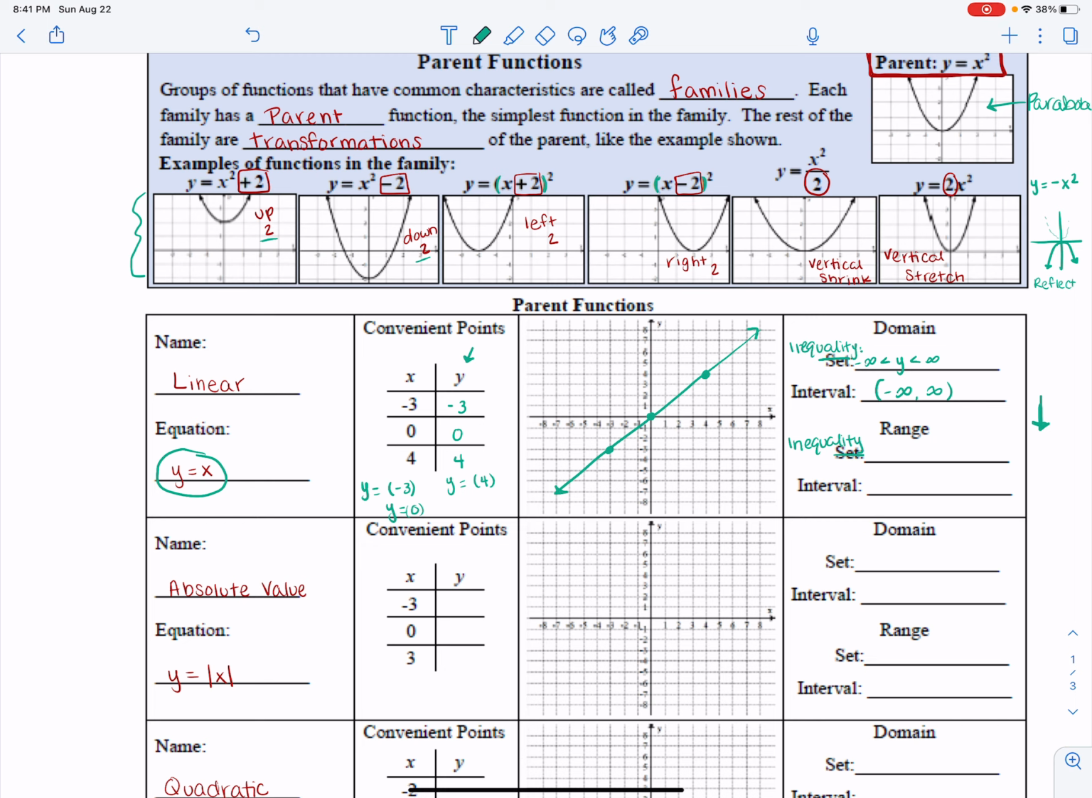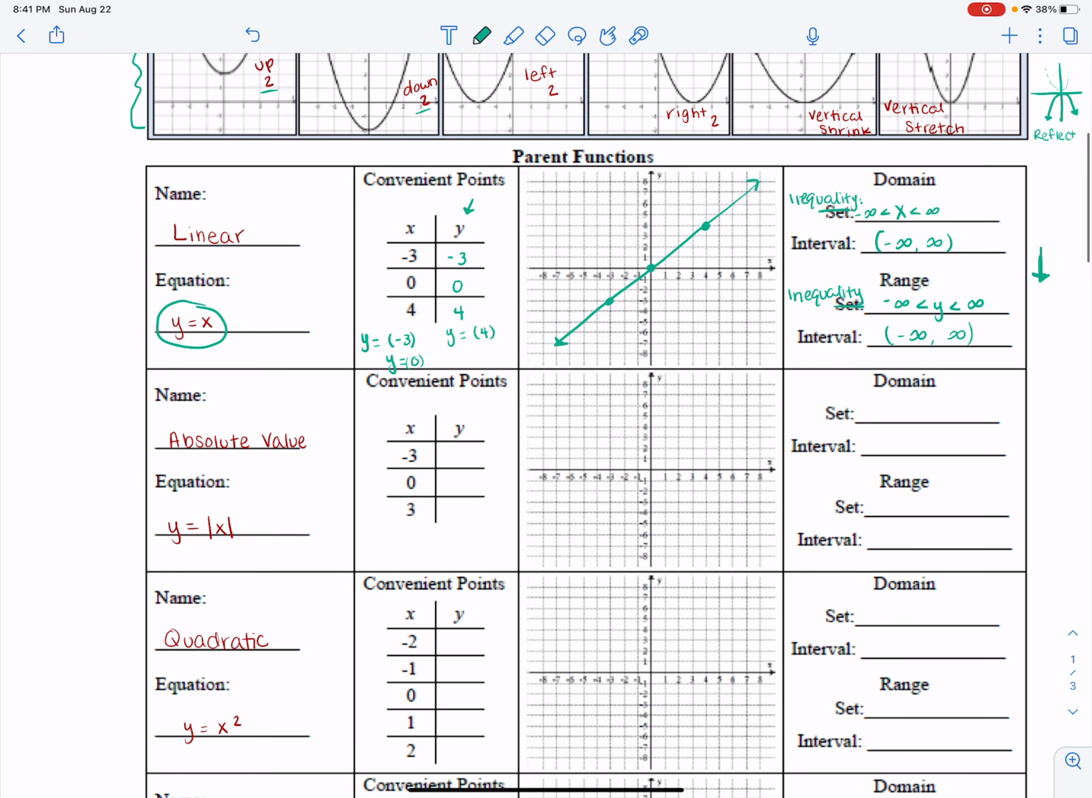Okay, the range, oh my gosh. We were talking domain, so it should be the x's. The range, though, is the same. My graph goes forever down and forever up. So we say that it's negative infinity to positive infinity.